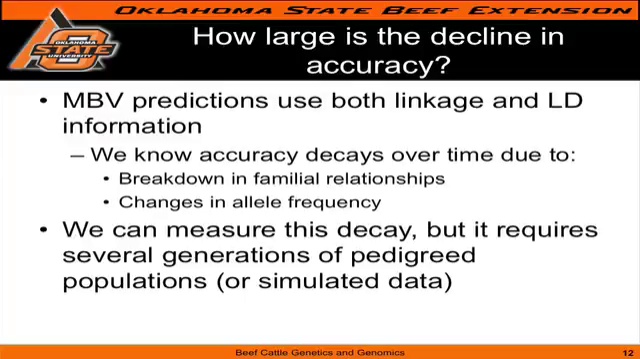So we know that the predictions use linkage and linkage disequilibrium, and we know that they decay over time due to breakdown in those familial relationships, like those colored blocks I showed you, and also changes in allele frequency. And we know we can measure the decay, but it does require several generations of pedigreed populations or some type of simulated data where we know exactly the genotypes or the marker information as well as the pedigree structure.